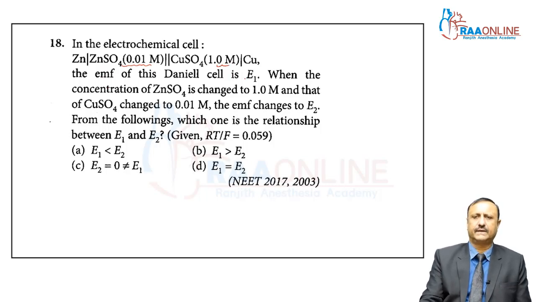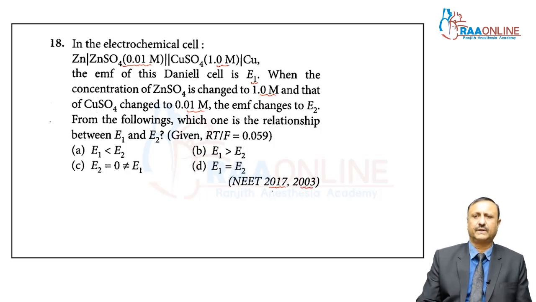The EMF of this Daniell cell is E1. When the concentration of ZnSO4 is changed to 1 molar and that of copper sulfate to 0.01 molar, the EMF changes to E2. From the following, which one is the relationship between E1 and E2? And this question, my dear students, was asked in the 2017 NEET exam as well as in 2003.